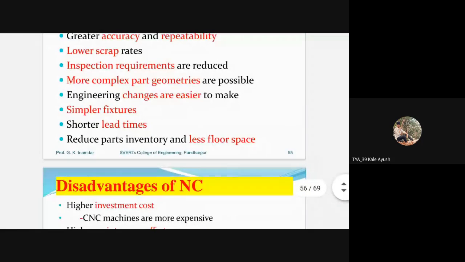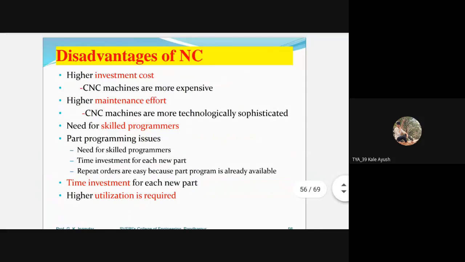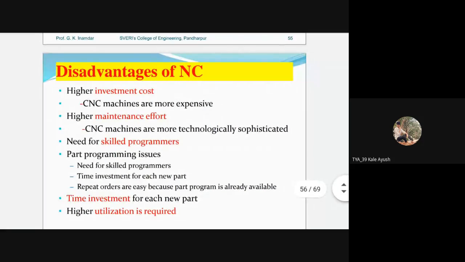Some disadvantages are there. Disadvantages started to look more. So disadvantages of NC system. Higher investment definitely, higher maintenance definitely. Need of skilled programmers. Skilled programmers are also required.